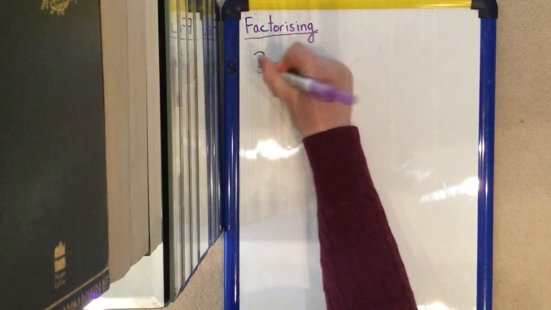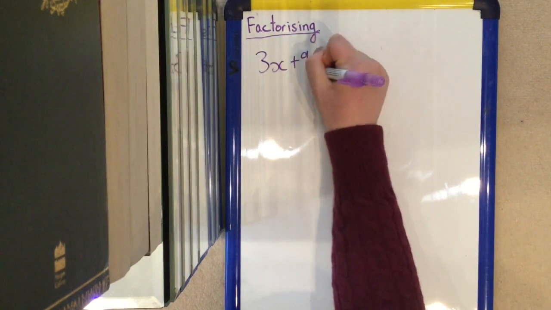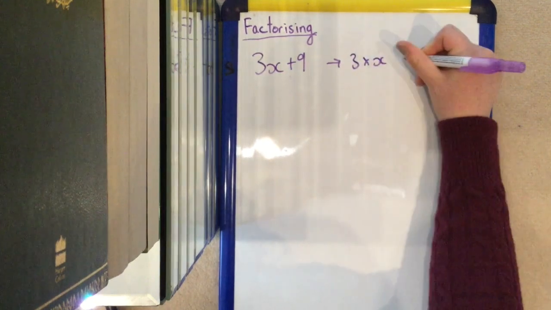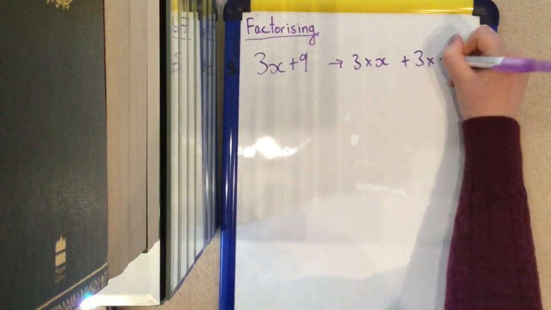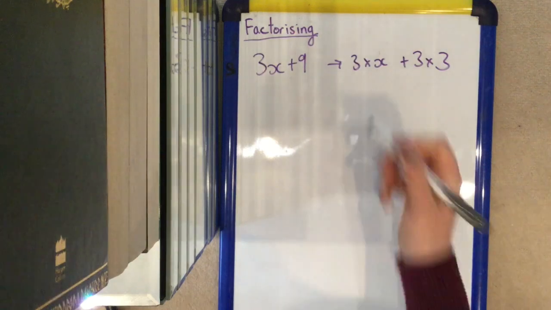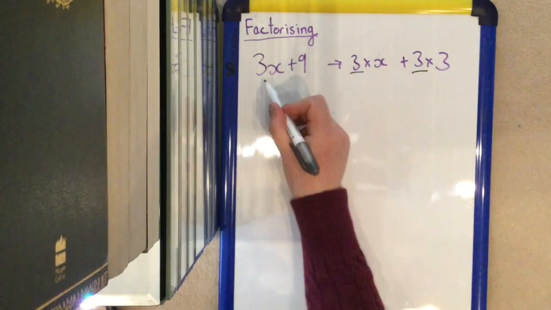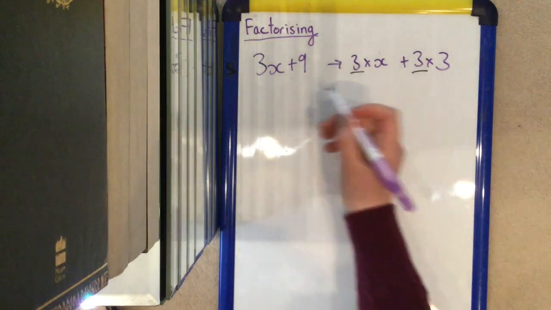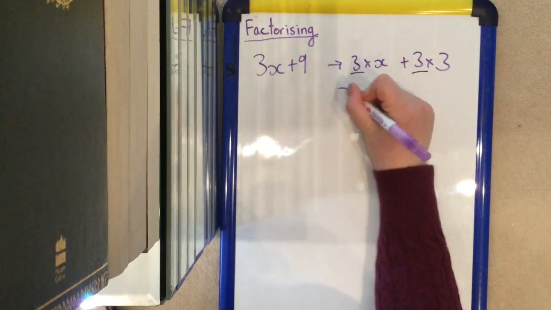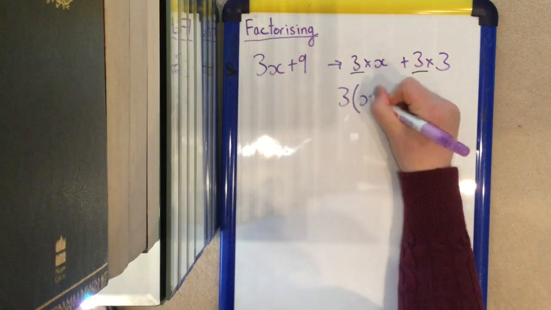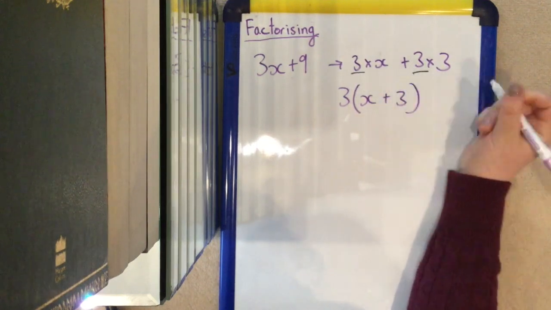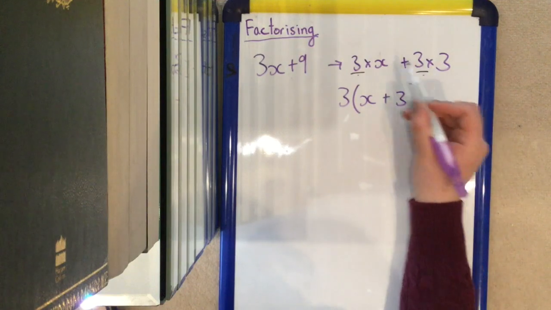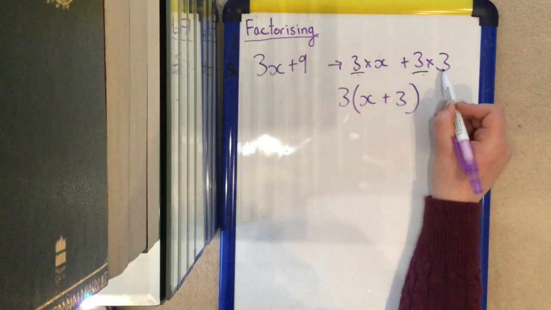For example, in an expression like 3x plus 9, we can rewrite this as 3 times x plus 3 times 3. This gives us a common factor of 3 in both of the terms of this expression. What this means is that I can rewrite this expression as 3 lots of x plus 3. So I take the 3 out of this term and the 3 out of this term, and this is what's left, an x plus 3.